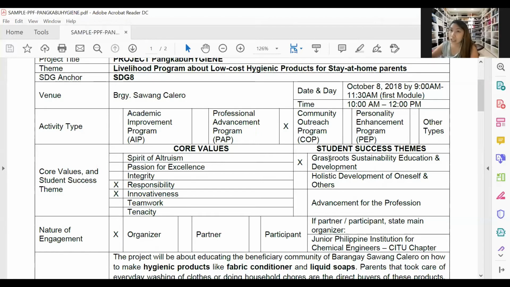So that is just a one-time activity. What if we're not there anymore? Who will feed them? That is not sustainable, so it cannot be considered grassroots sustainability education. So as much as possible, we will refrain from creating projects that are one-time, big-time only. It should be sustainable, if possible, a series of projects.